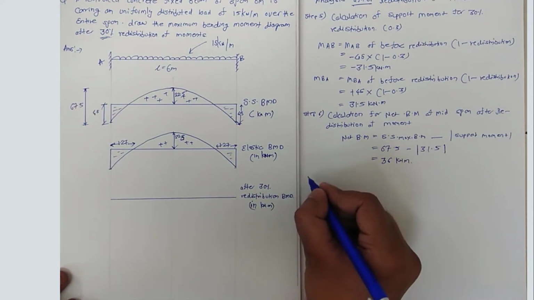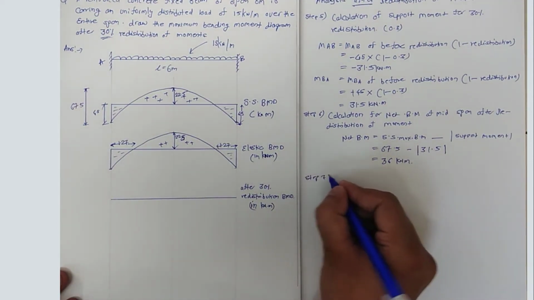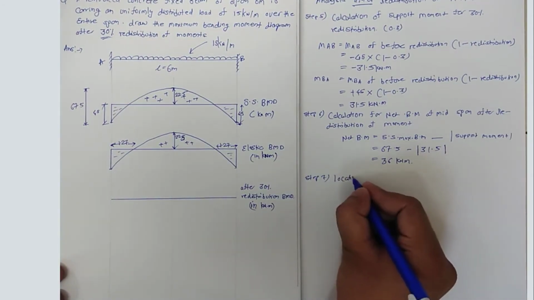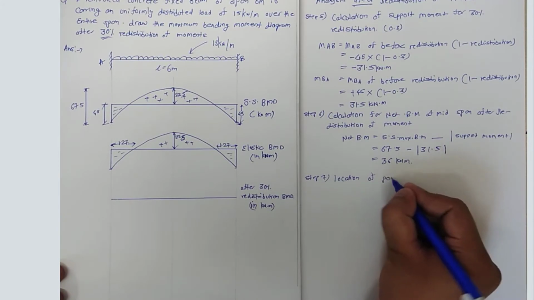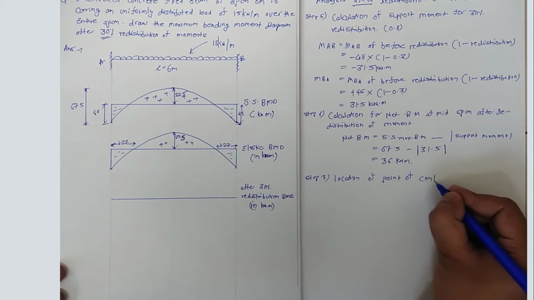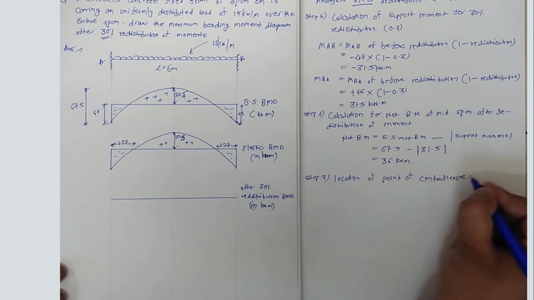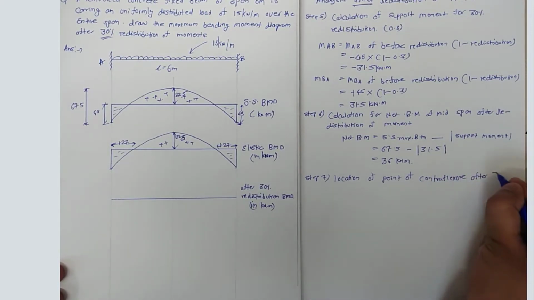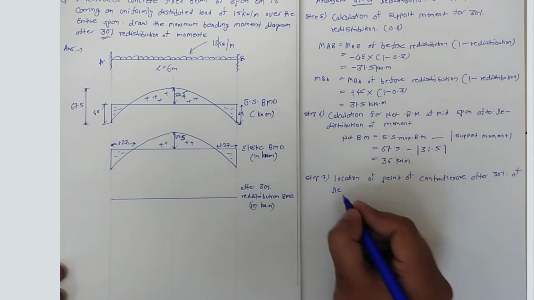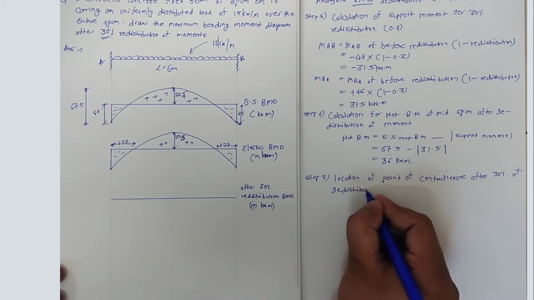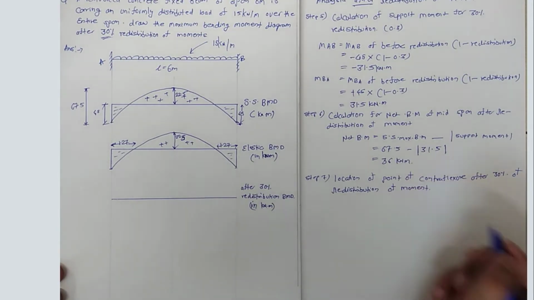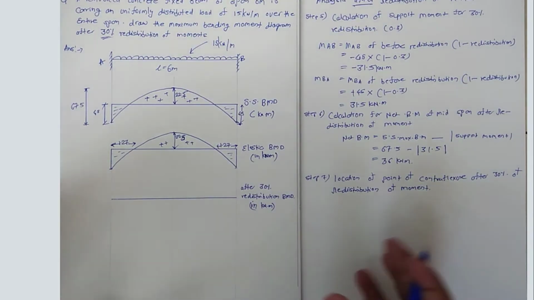Okay, so next step, step 7, will be location of point of contraflexor after 30% of redistribution of moment. Okay, so again I will draw the same diagram here.